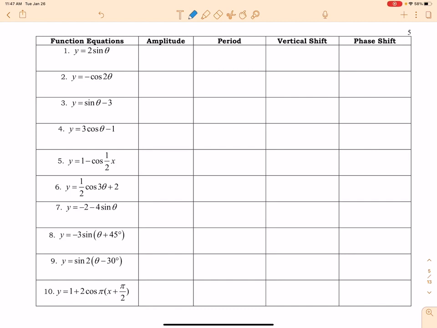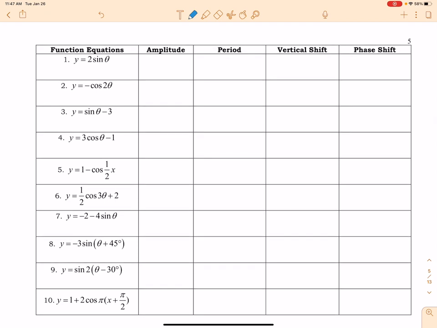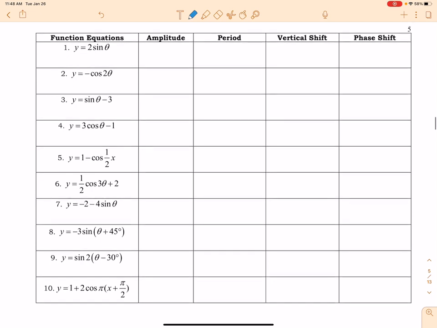Okay, my little pre-cal pumpkins, we are going to look at some examples for transforming our trig equations. This is on page 5 of your notes. This is just a continuation of the transformation video. So let's look at our equation.